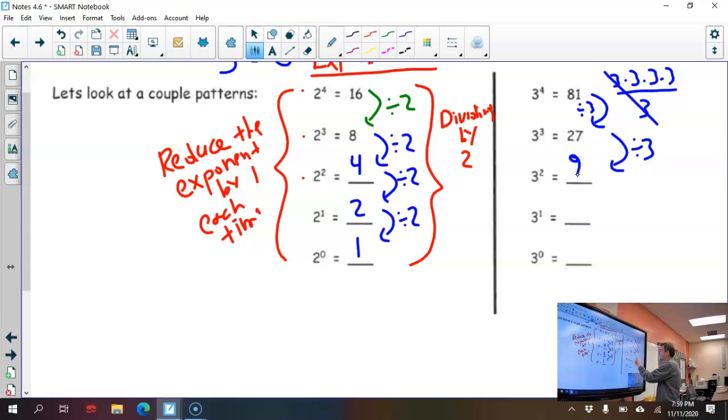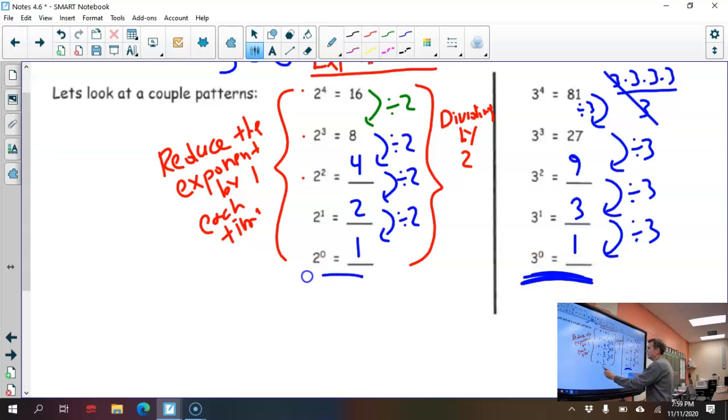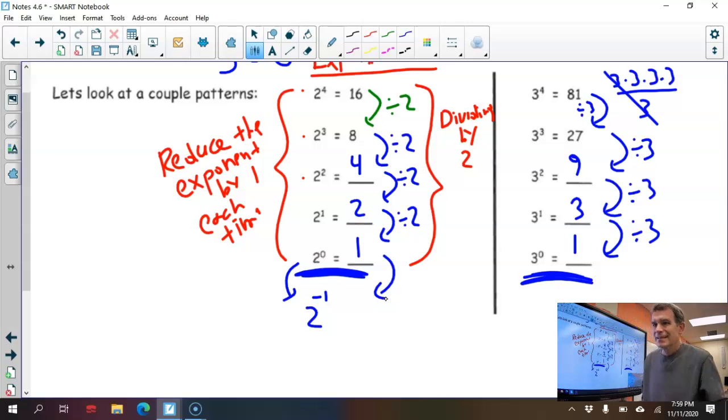And when I reduce the exponent to 1, I divide by 3 again, and I get 3 to the 1st is 3. And what happens when I divide by 3 again to go down to 0? 3 divided by 3 is 1. Ooh, that's 1, and that's 1. By the way, this really gets interesting if you do it again. Ooh, what if I go down again? Now what? Well, that's for another day.